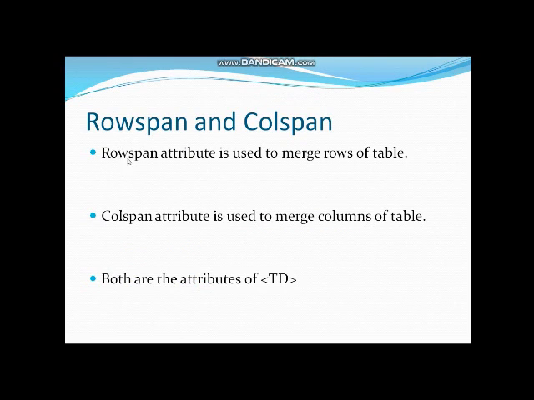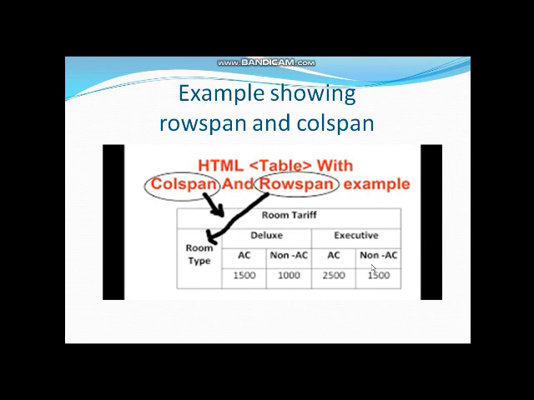Okay. So row span attribute is used to merge rows of a table. Okay. If you want to merge the rows of a table, to merge rows and make them one, then you use row span. If you want to merge columns of the table, then you use col span. Okay. Both are the attributes of td. 3 points we have to remember. Row span is used to merge rows. Col span is used to merge columns, and both are the attributes of td.